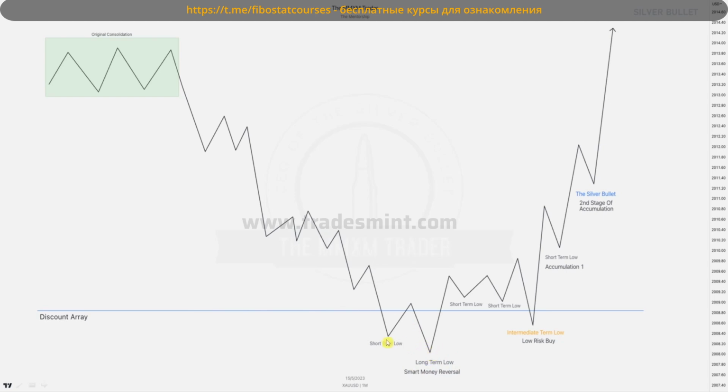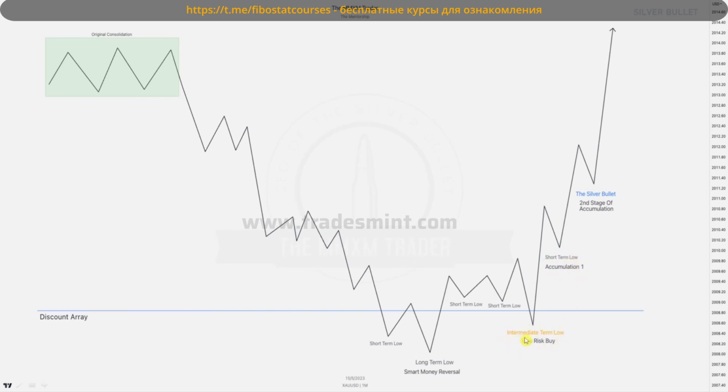Short-term low to the left, short-term low to the right, and that intermediate term low forming will be inside OTE levels of this range, right? So the intermediate term low has been confirmed after we form another short-term low to the right of it, right? So then this is accumulation phase 1, because this is now the low risk buy.